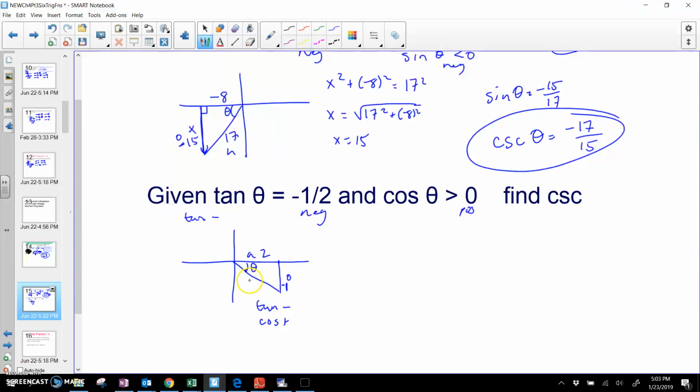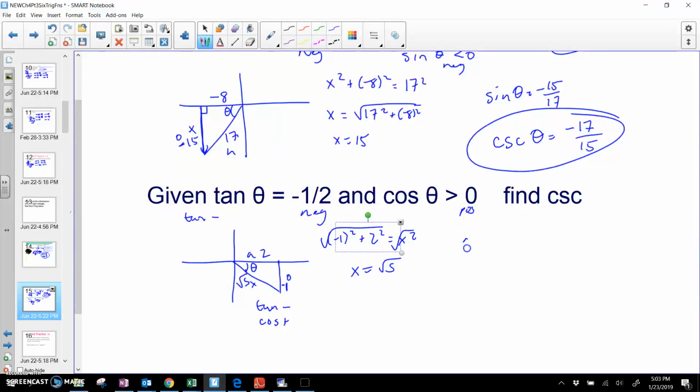Once again, I would find my hypotenuse. So negative 1 squared plus 2 squared should equal x squared, square root of both sides. And for this one, I got that x equals the square root of 5. So I just left it at that.